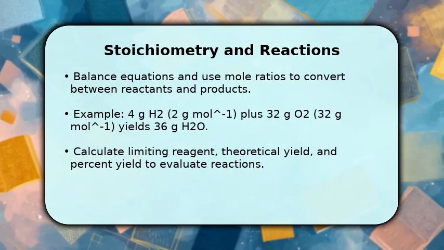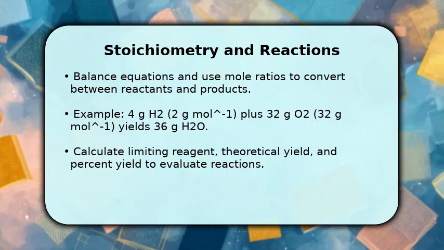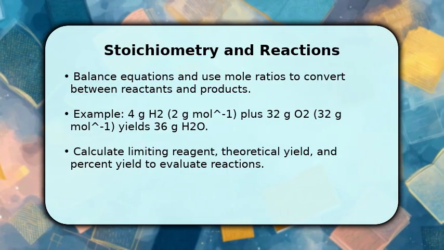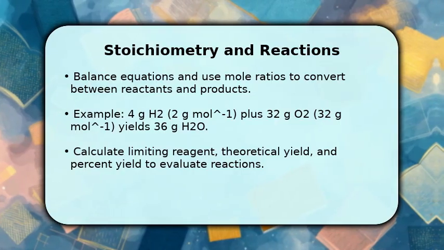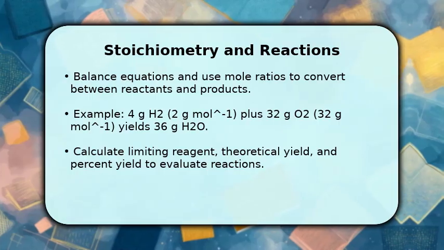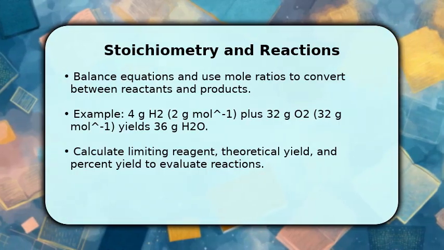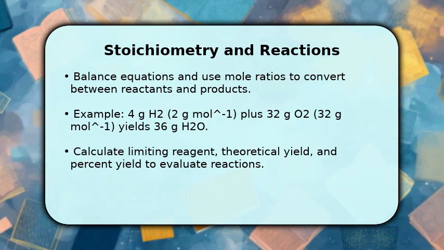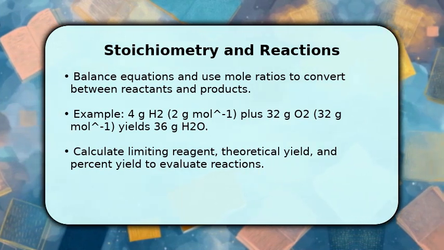Focus on balancing equations and converting mass to moles to solve stoichiometry problems. For a clear example, 2H2 + O2 → 2H2O. 4 g H2 is 2 mol at 2 g mol^-1, 32 g O2 is 1 mol at 32 g mol^-1, so the reaction gives 2 mol H2O or 36 g product, at 18 g mol^-1.